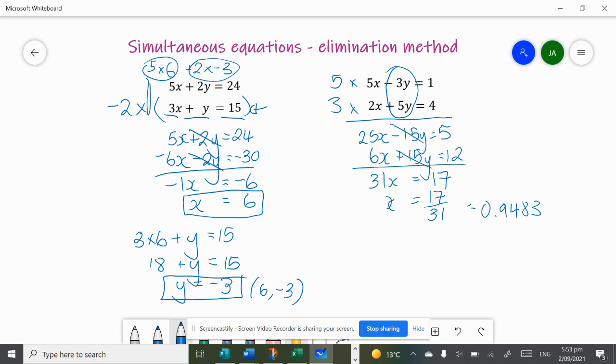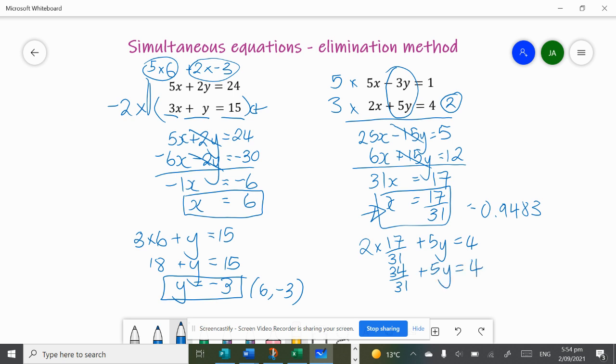Okay. Now we want to find out what our y value is. Okay, so pick one of the equations. I'm going to pick the second equation because I think it'll be easier to times by 2, the x value, rather than timesing it by 5. So we're going to have 2 times 17 over 31 plus 5y equals 4. This is from equation 2 here. Okay, 2 times 17 is 34 over 31.